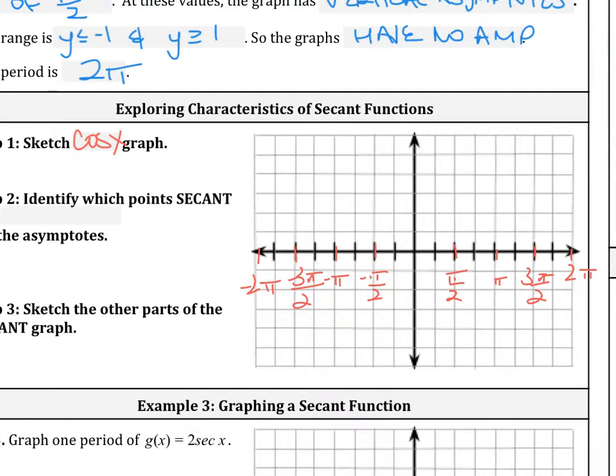So cosine always starts at 1, right? So let's label that. This will be 1, and this will be -1. So cosine starts at the 1. Then remember, at pi over 2, we're at 0. At pi, we're at -1. At 3 pi over 2, we're at 0. And at 2 pi, we're back here at the 1. Then let's graph a little bit more. Let's go backwards. So that's 2 periods of cosine of x. Okay, so let's say this is our graph.